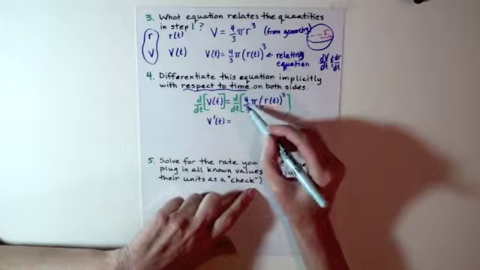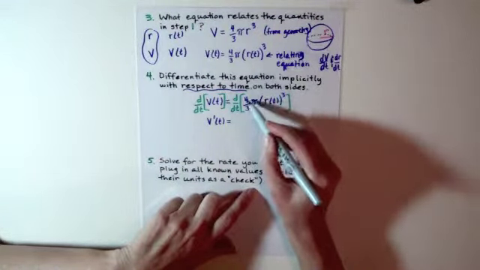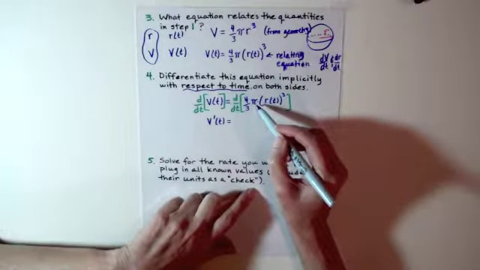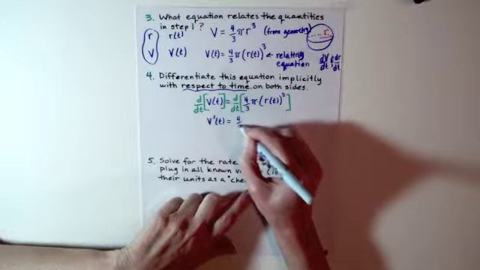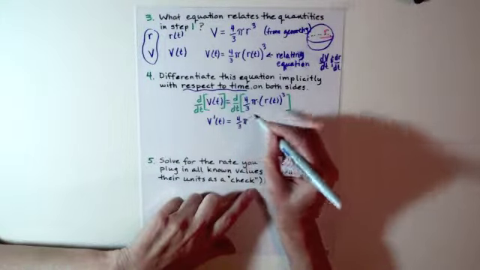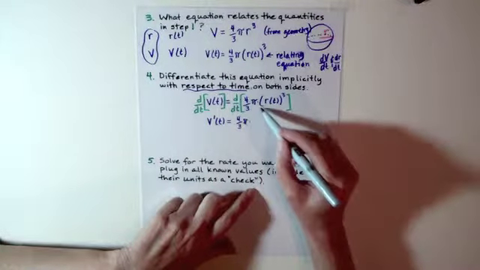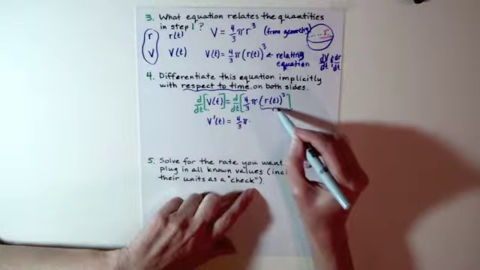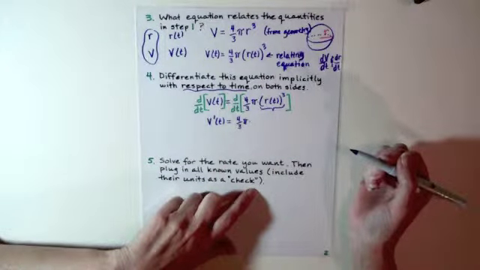And on the right side, let's start taking derivatives. Notice that I have 4/3 pi multiplying all of this stuff. So 4/3 pi is just a constant. And remember that a constant multiple can just be carried along. So the derivative of the right side will be 4/3 pi times whatever the derivative of this portion of it is. And 4/3 pi is a constant multiple, so that just gets carried along.